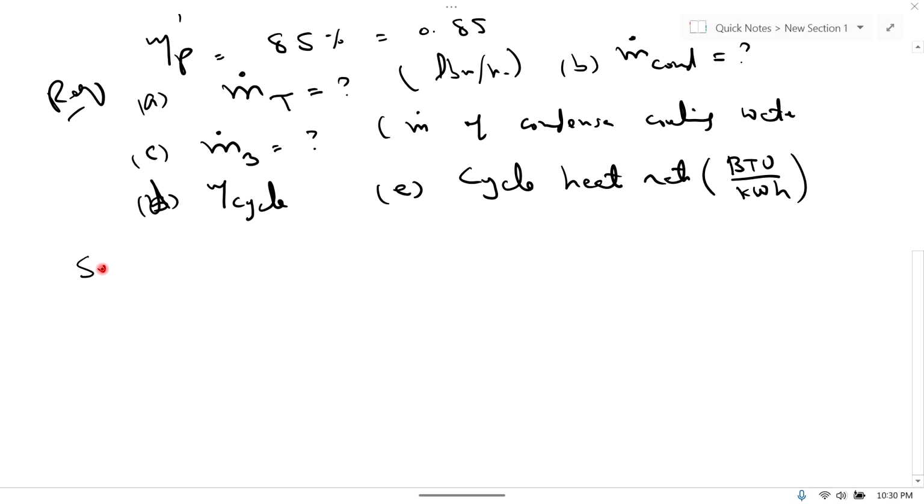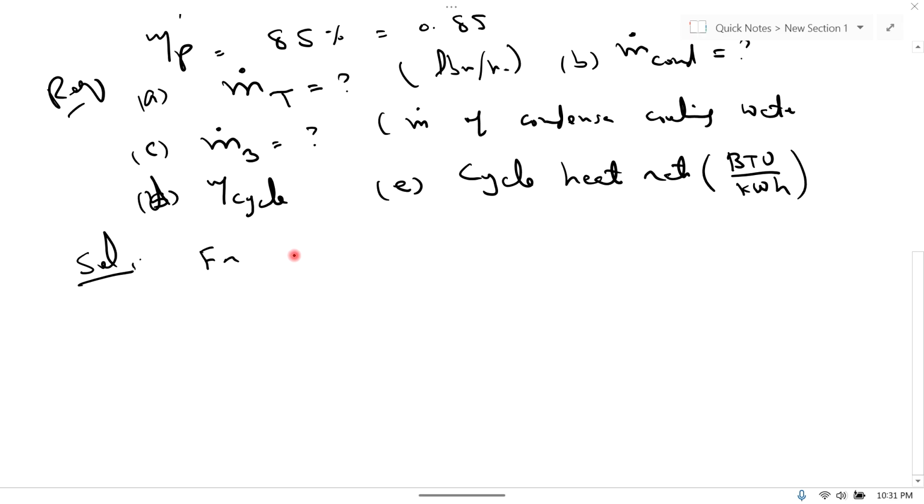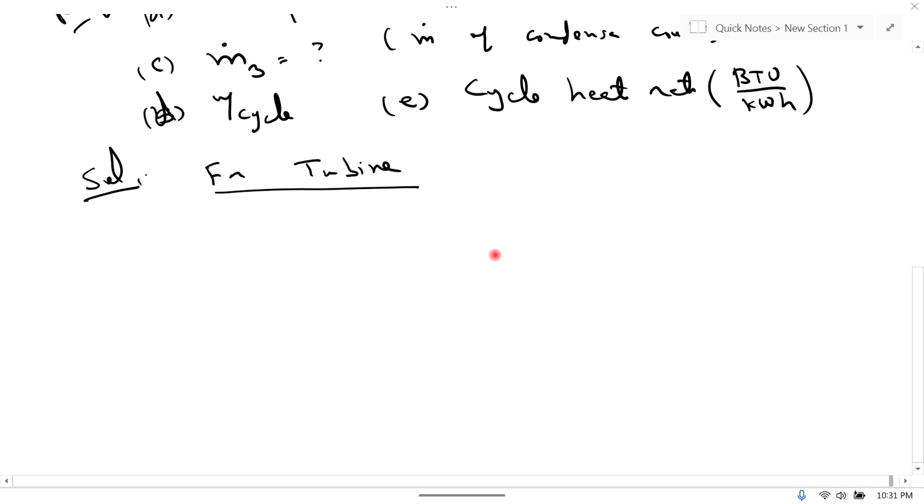Now we start the solution. Initially, to find the required values, first we find the enthalpies and entropies required for the different sections of the turbine: the high pressure section, the intermediate section, and the low pressure section. So first we start from the turbine, because in the turbine the inlet temperature and inlet pressure both are given to us.